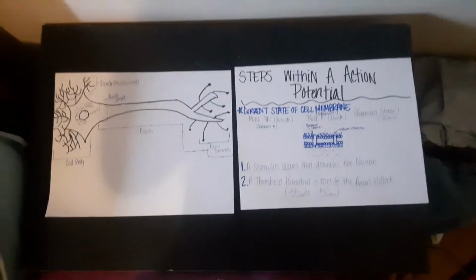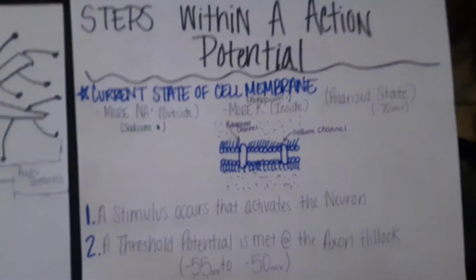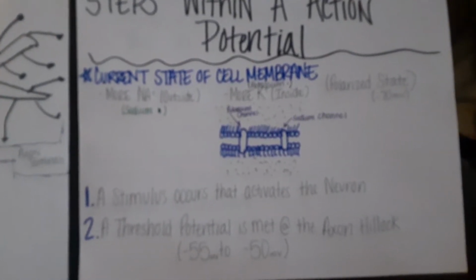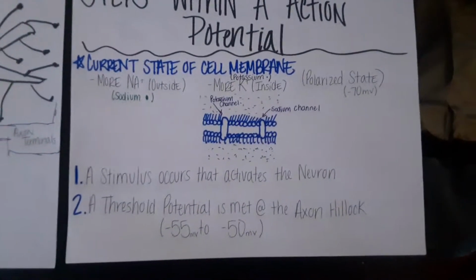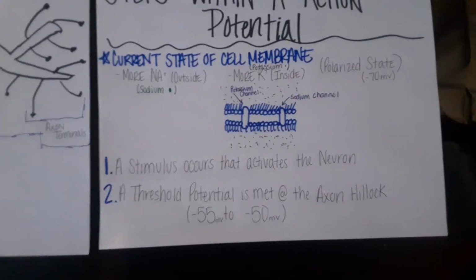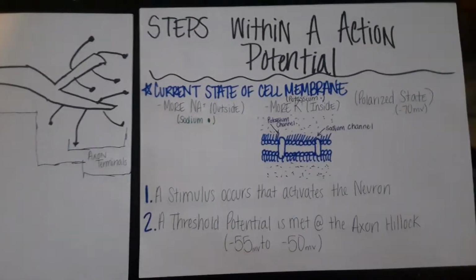So, moving over, steps within an action potential. First, before we can talk about what happens during an action potential, we need to talk about what's going on before. So right now in this little cell membrane, we have more sodium outside of the cell and more potassium inside of the cell. So right now everything is balanced, and this is what we call a polarized state. So the cell is polarized. That neuron is polarized. So first we get a stimulus that activates the neuron.